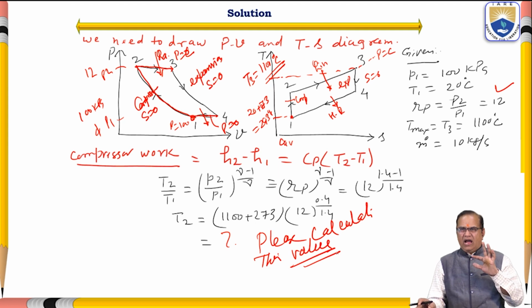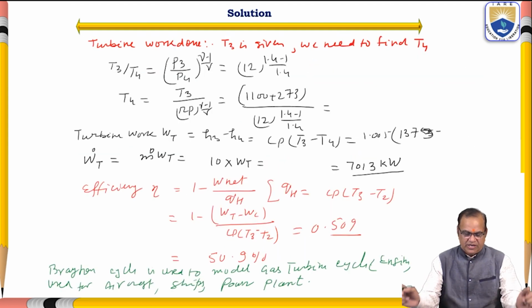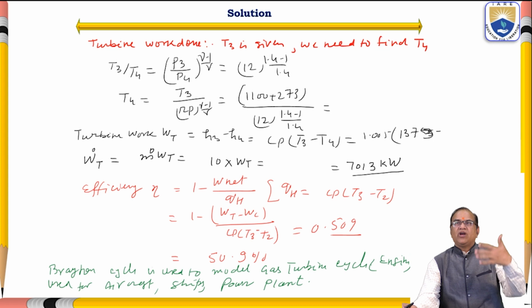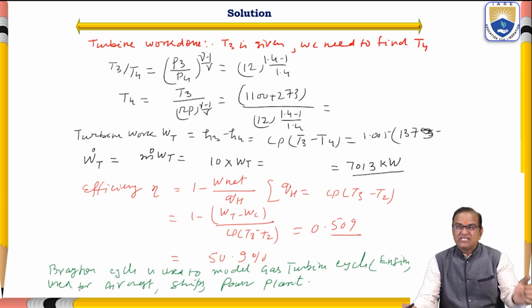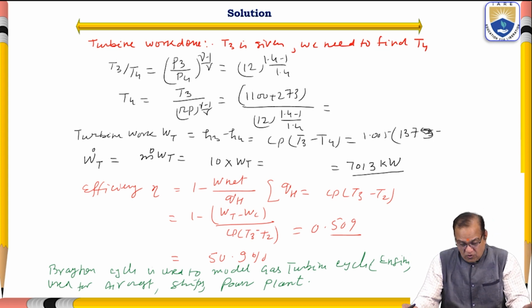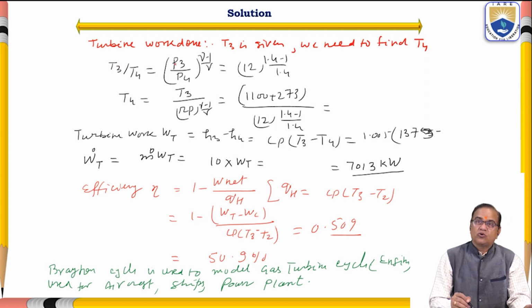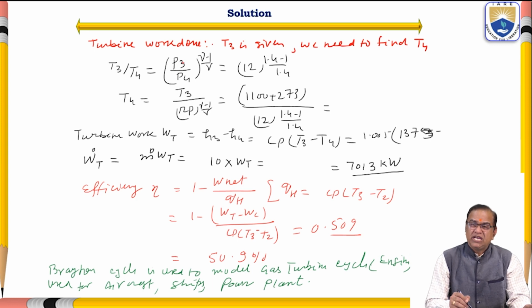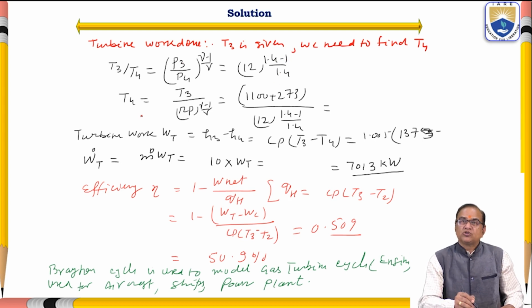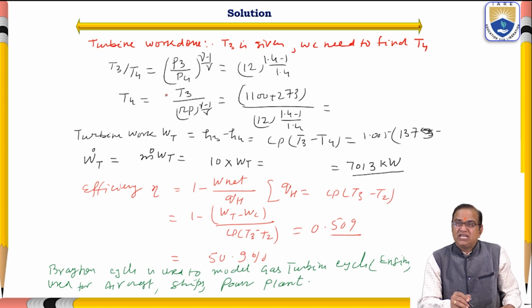Okay, I have not shown it here. So now we have to get T4. T3 is given. For the isentropic process, T3 by T4 is equal to P3 by P4, and P3 is equal to P2 as it is a constant pressure process. P4 is equal to P1. We can write it as P2 by P1, and P2 by P1 is equal to 12. So T4 is equal to T3 divided by Rp to the power (gamma minus 1) by gamma.